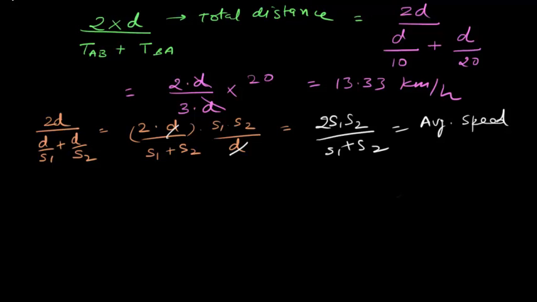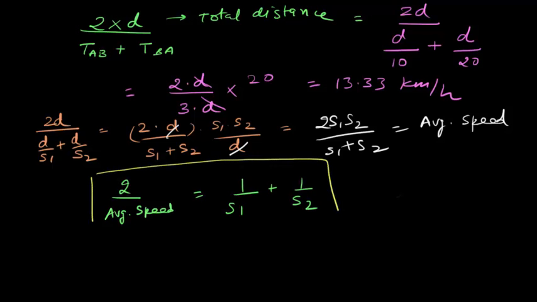I can write this in another form. I can write this as 2 by average speed is equal to 1 by speed 1 plus 1 by speed 2. And this is a formula which, if you want, you can remember, because sometimes if the average speed is given or the total distance and the total time is given, you can calculate average speed, and one of these quantities might be unknown, your s1 or s2, and hence you can find it out very quickly using this.